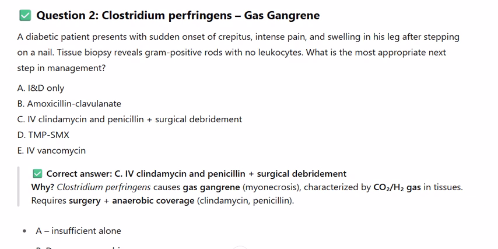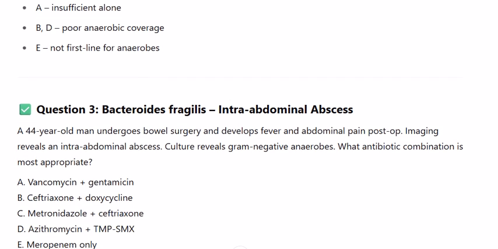Why? Clostridium perfringens causes gas gangrene, myonecrosis, characterized by CO2 and H2 gas in tissues. It requires surgery plus anaerobic coverage with clindamycin and penicillin. A. Insufficient alone. B and D. Poor anaerobic coverage. E. Not first line for anaerobes.